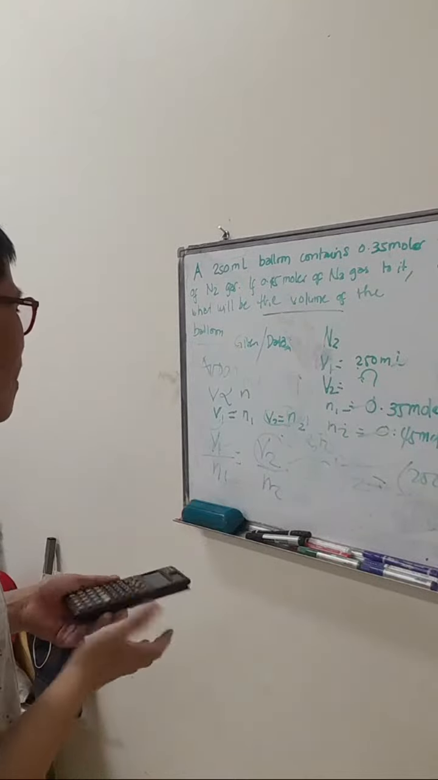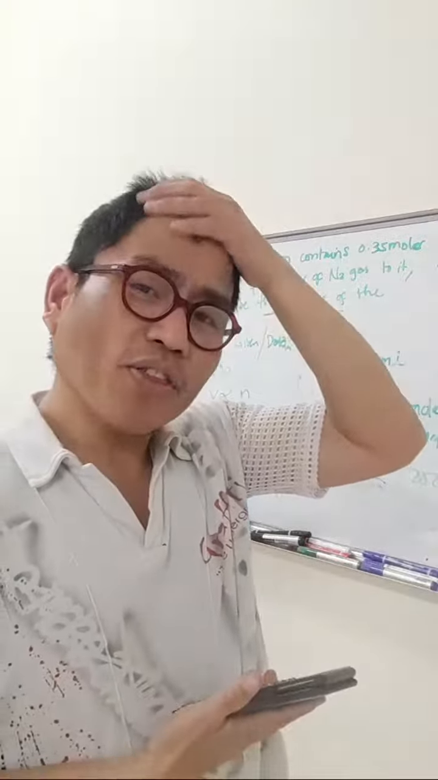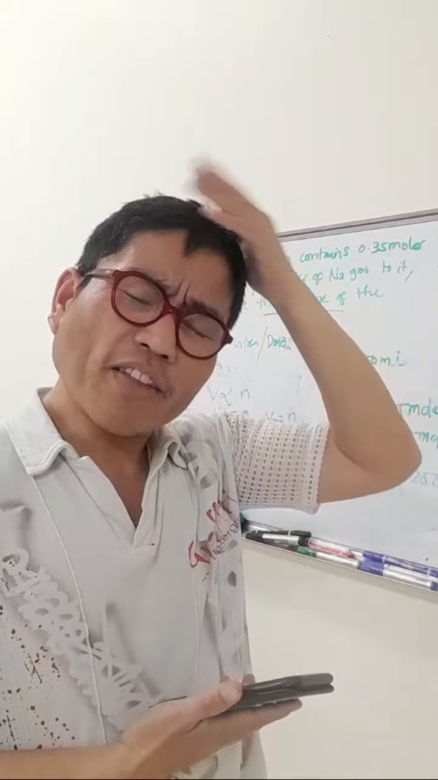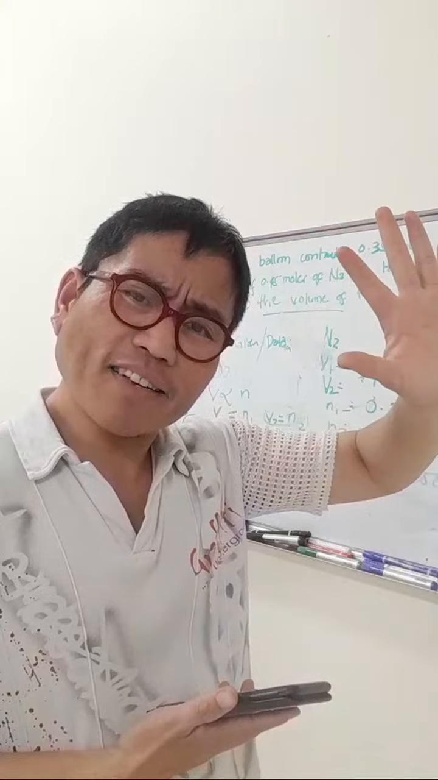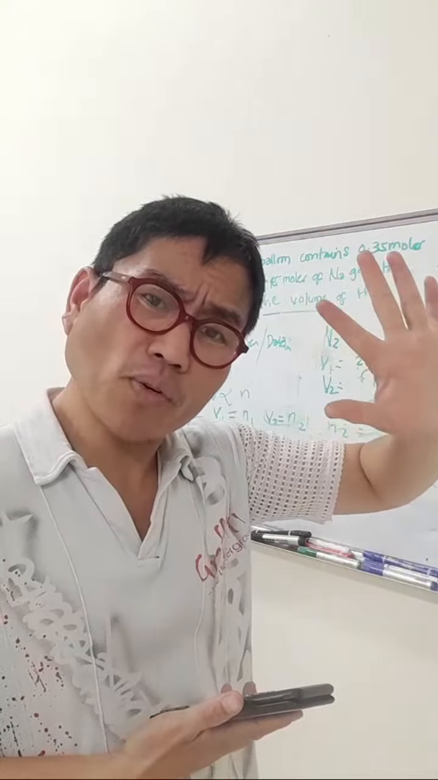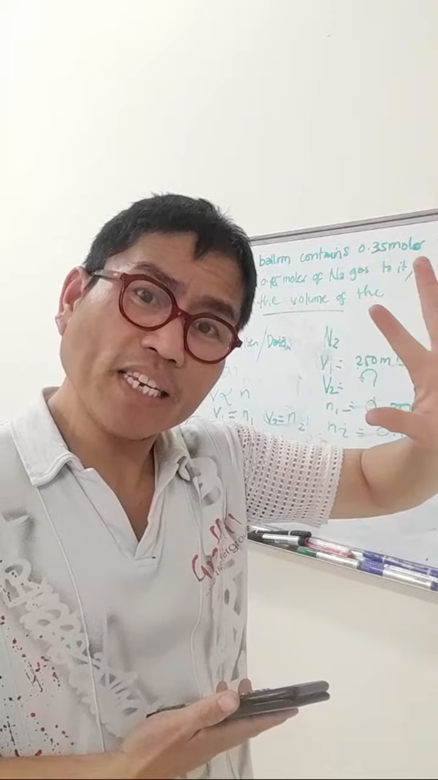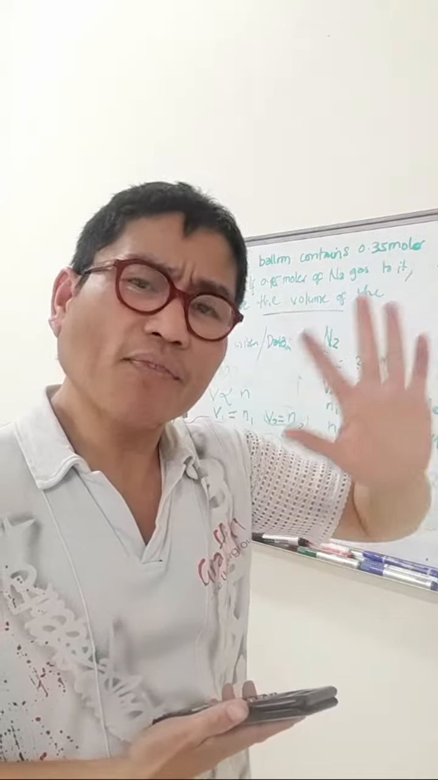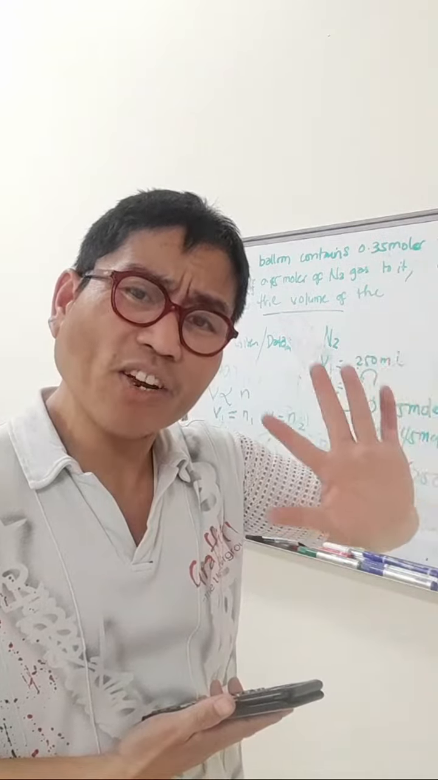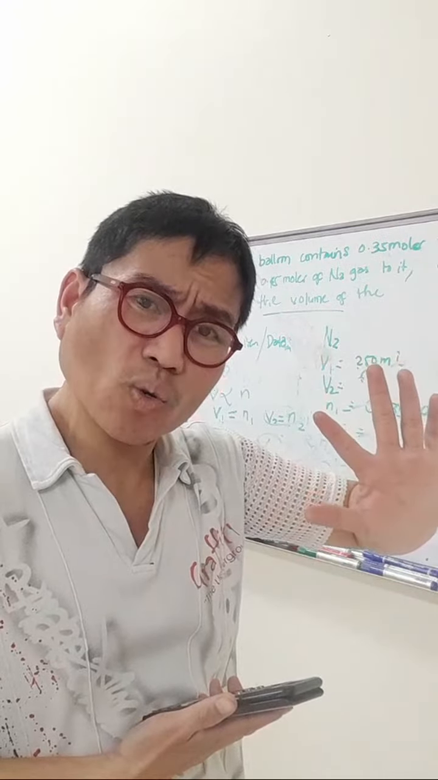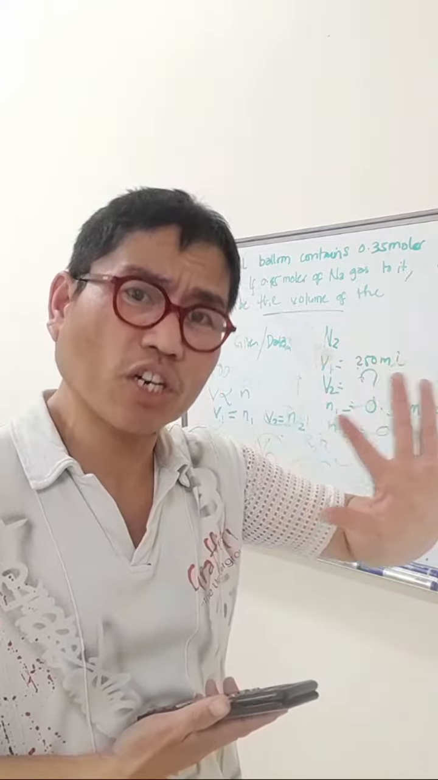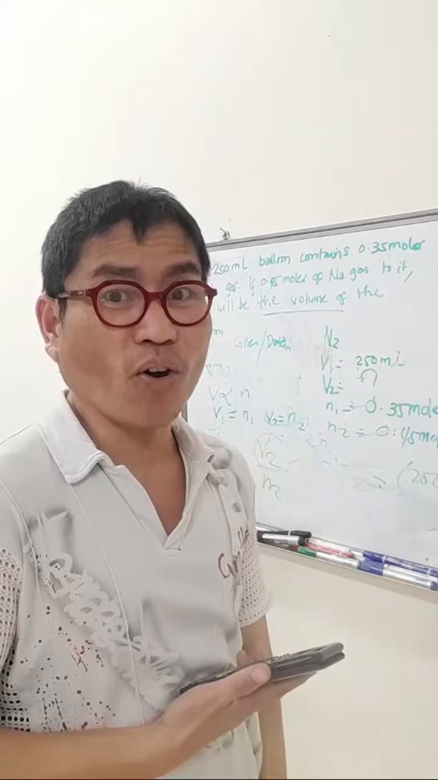This is Avogadro's law: the number of moles of an ideal gas is directly proportional to the volume of an ideal gas. If the number of moles of an ideal gas increases, the volume also increases, at standard temperature and pressure. So that is Avogadro's law.